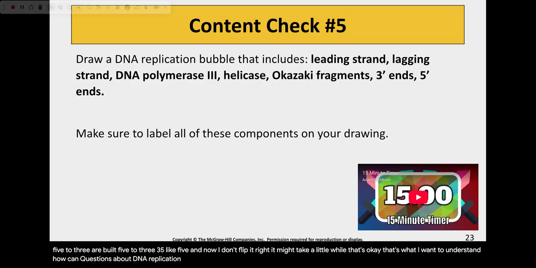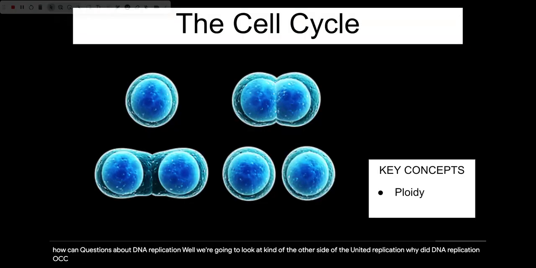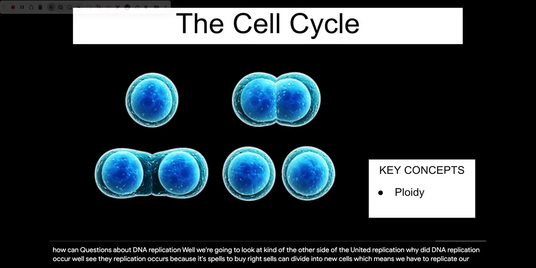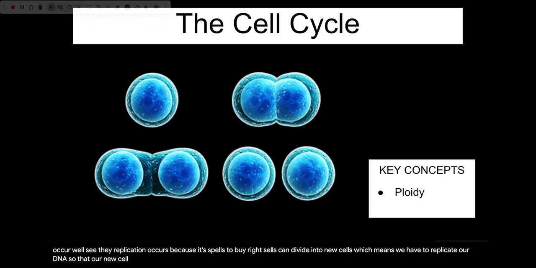All right, well, we're going to look at kind of the other side of DNA replication. Why did DNA replication occur? Well, DNA replication occurs because cells divide, right? Cells can divide into new cells, which means we have to replicate our DNA so that our new cells also have a set of DNA.